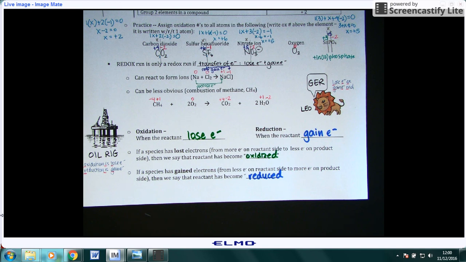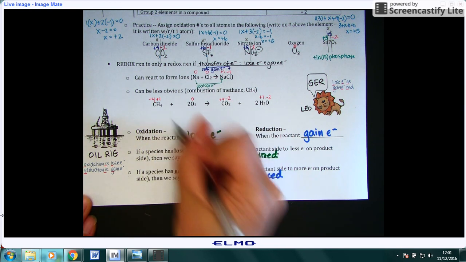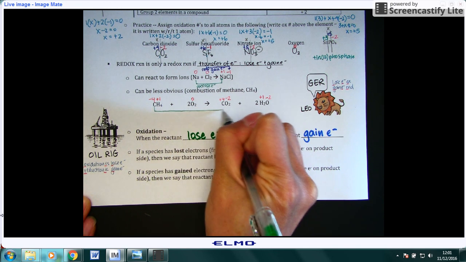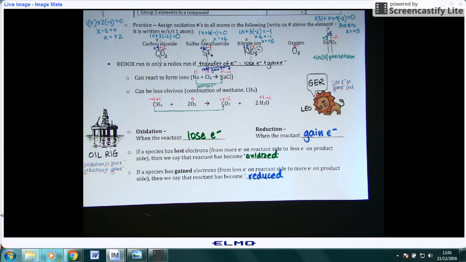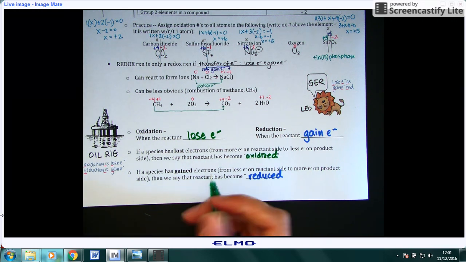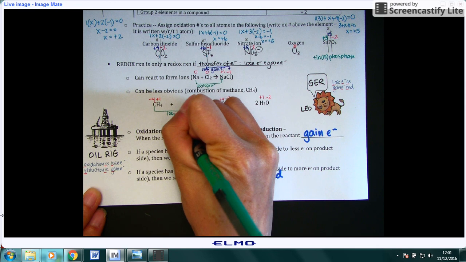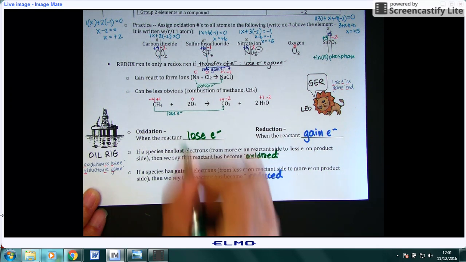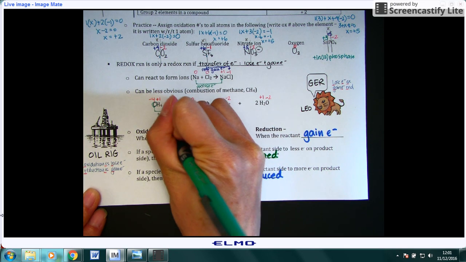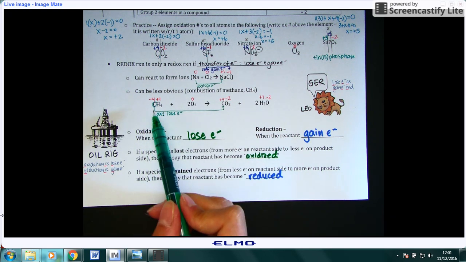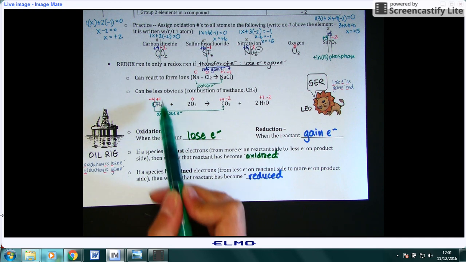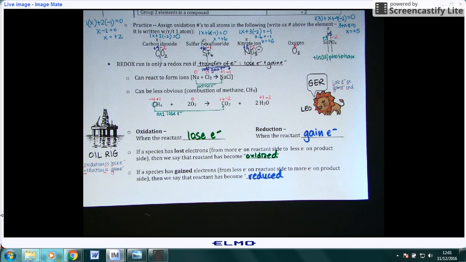So now if we're going to track everything, looking at carbon. Carbon starts off with an oxidation state of -4, and then it goes to +4. So for me, it looks like carbon is losing electrons, losing 8 electrons, which means that carbon has to be the element that's oxidized. So we either say that the element carbon is oxidized, or we can say the entire molecule, methane, gets oxidized. They can be used interchangeably.